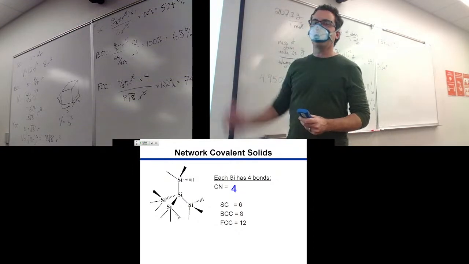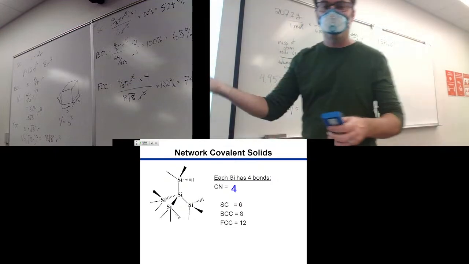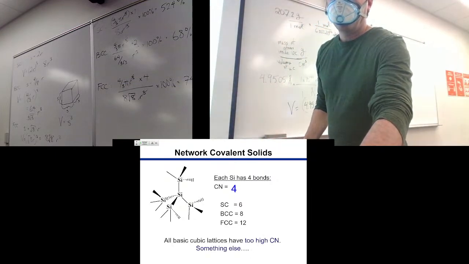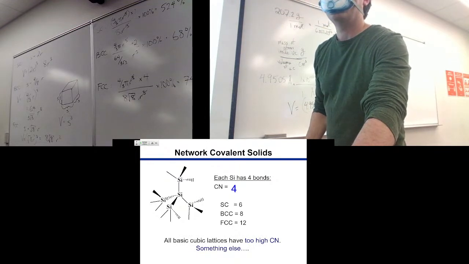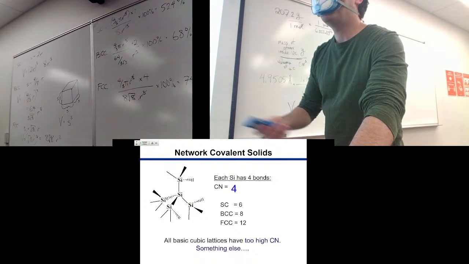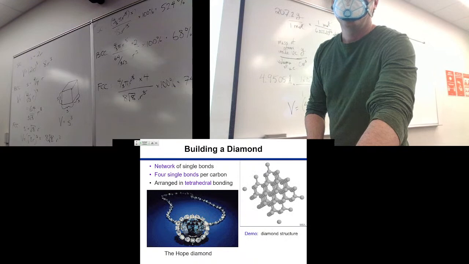So none of these work for the kind of crystal structure that we need for silicon and carbon and the other semimetals. So it's something else. And since we're not going to do any other crystal systems, there must be some weird modification going on to the ones we've already learned. And that's kind of what it is.